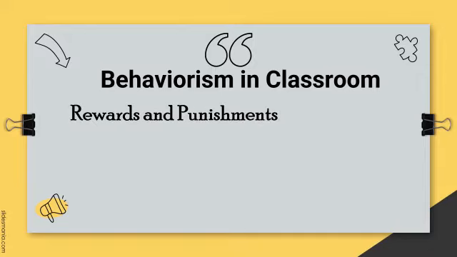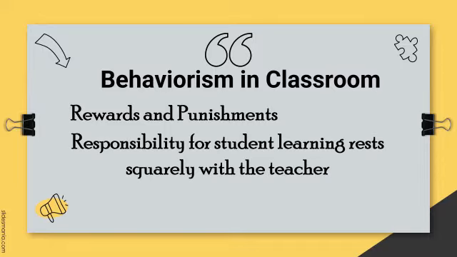First, we have rewards and punishment, two practices that are linked to behaviorist theory. According to Skinner, rewards increase the likelihood that behaviors will be repeated, while punishments decrease the likelihood of repetition. He also theorized that rewards and punishments could be either positive or negative in nature. Second, responsibility for student learning rests squarely with the teacher, as learners rely on their teachers to make arrangements for the conditioning.